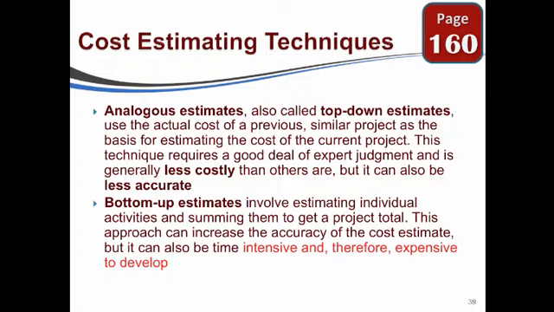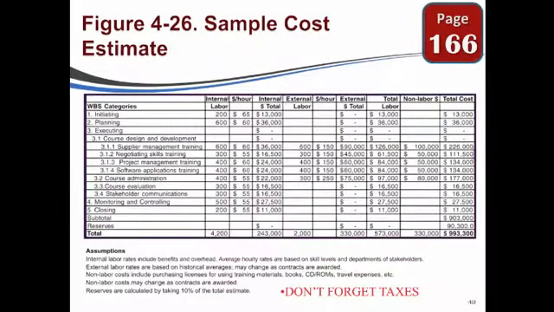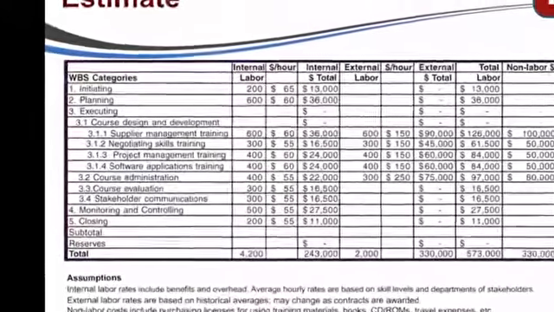Bottom up means you start with your experts and work from the WBS back up, and that's going to involve individual activities. It's going to be summing the total project, and it's going to be much more accurate, much more time intensive, and therefore much more expensive to develop. Here's an example of what a cost sheet might look like, or a cost estimate, and I'll just give you a chance to look that over.